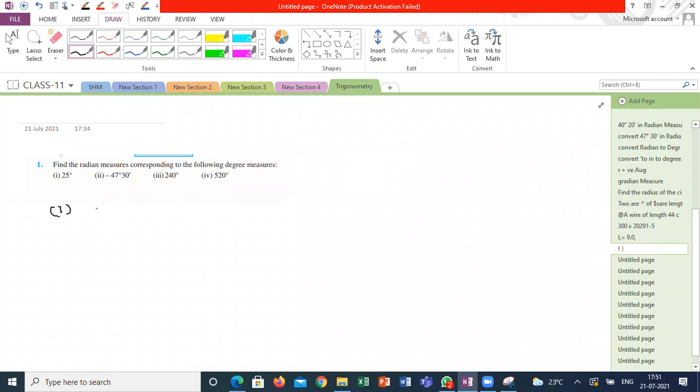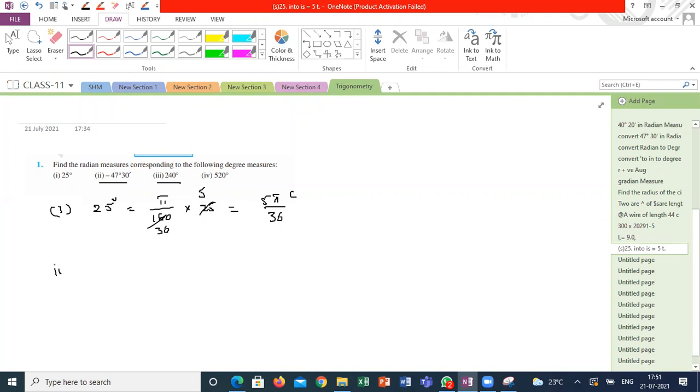So how to convert 25 degrees into radian measure? Pi by 180 into 25. How much are you getting? 5 5s. 5 pi by 36 radians. Am I right? Yes. Is it right? Guys? Yes or no? Is it the right answer? Right, sir.